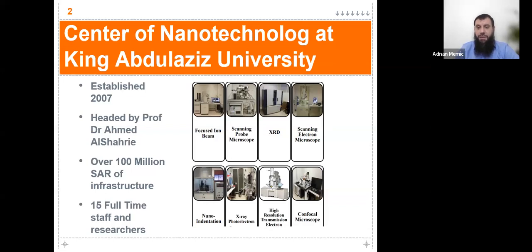So we have a lot of different facilities. If you're in the area, maybe you're going for Umrah or something like this, and you would like to stop by, I'm sure that you would be very much impressed. We had many people come visit from MIT, and they're like, "Oh, you have the XPS, and it's right here," and all this stuff. So I think that's also something very important.